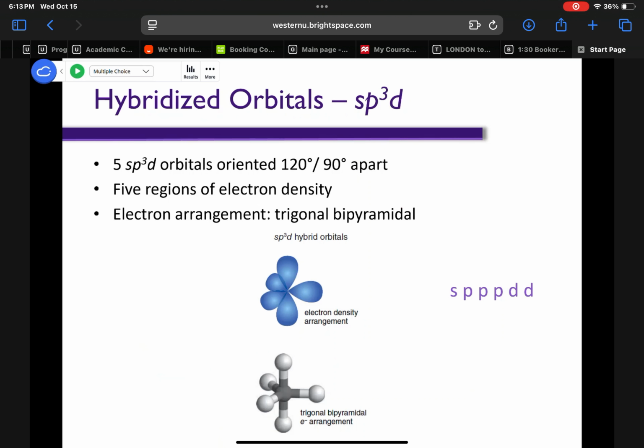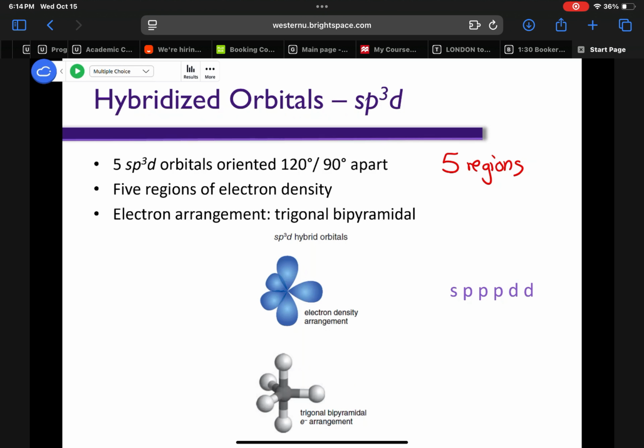Okay, what if we needed 5 regions of electron density? So perhaps we had a trigonal bipyramidal shape. Well, if I want to get 5 hybridized orbitals out, I need to put 5 atomic orbitals in. So I write down all my options, s, p, p, p, d, d. That's as big as it's going to get. So if I need 5 hybridized orbitals, I'm going to take 5 atomic orbitals, s, p, p, p, and now a d. And I shake it up, and in my magic hybridizer, I get 5 degenerate hybridized orbitals.